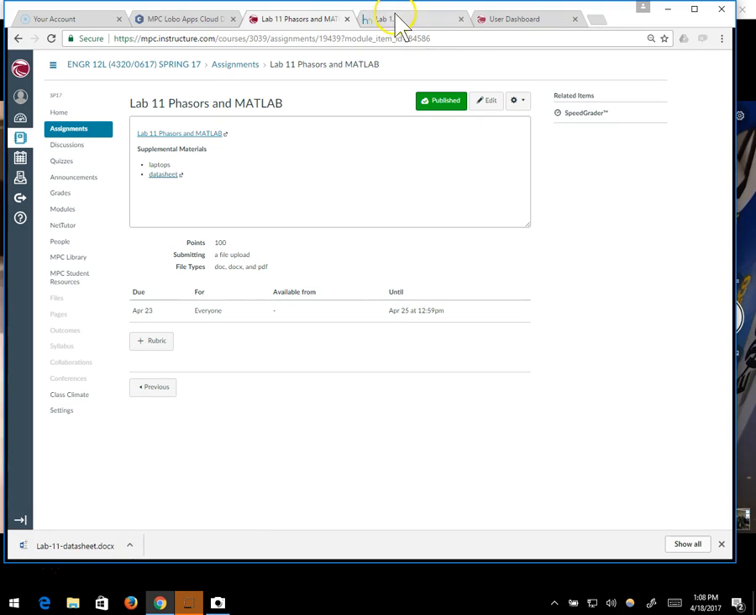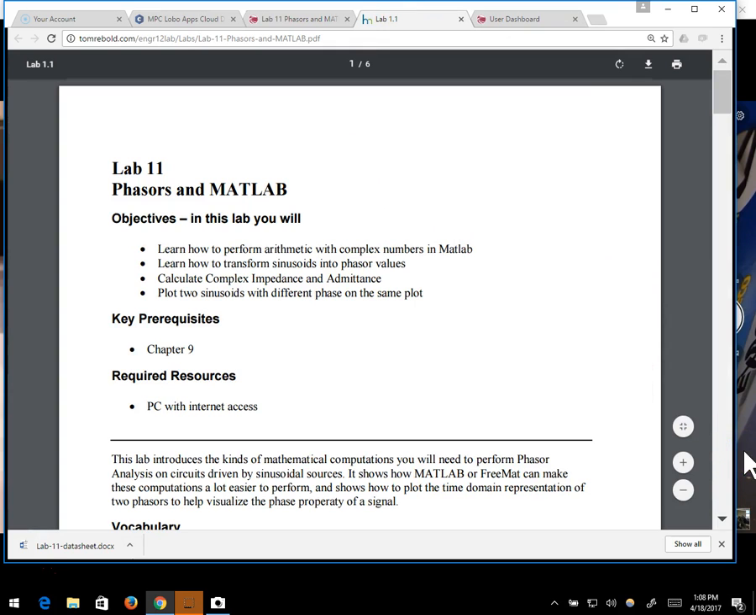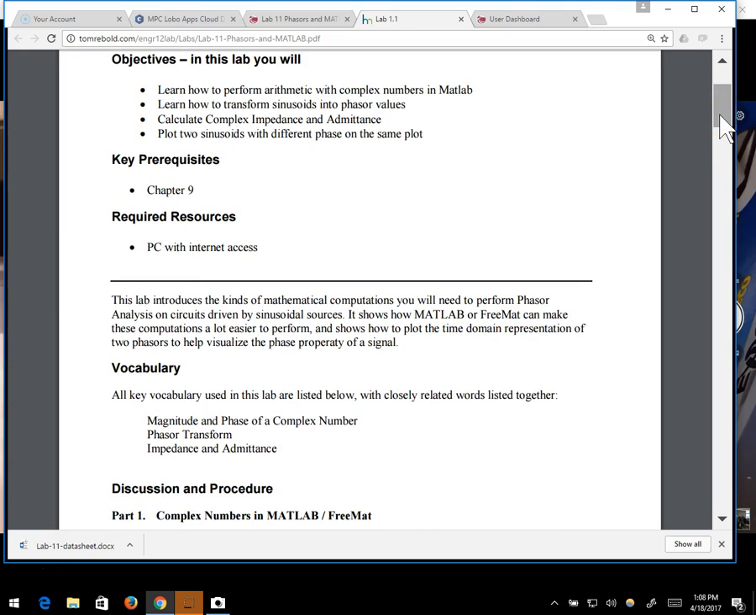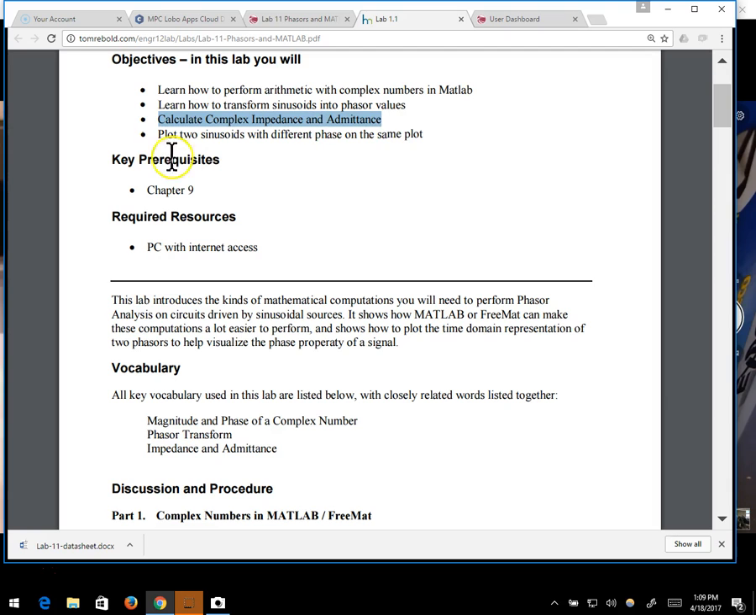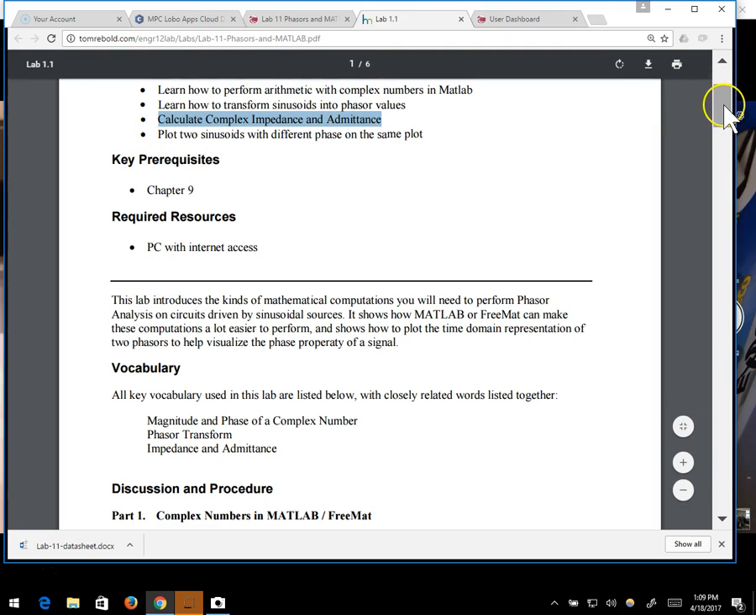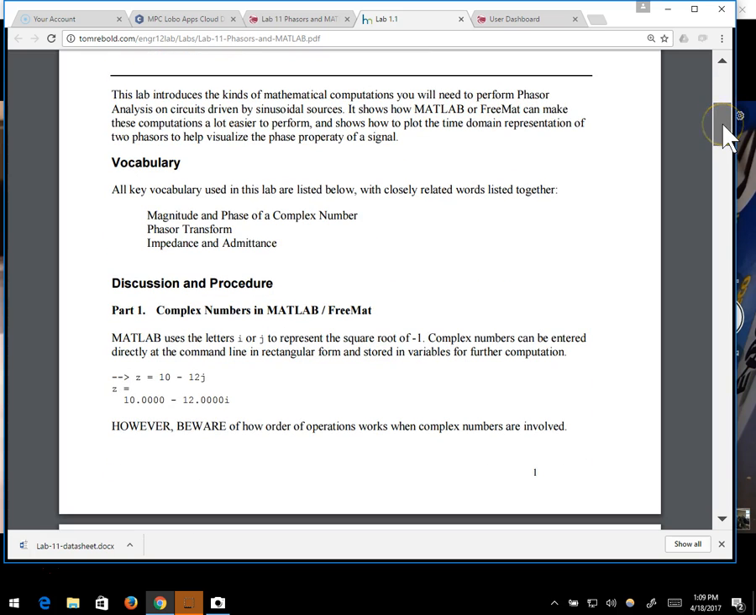So the basic lab is going to be that we're going to perform arithmetic operations on complex numbers. And then, as we've been talking about this week in the previous 2 lectures, also on Friday, we're going to learn how we represent sine waves as complex numbers. We call these phasors. And then towards the end, we're going to calculate complex impedance and admittance of circuit networks, and then we'll be plotting 2 sine waves on the same plot, so you can see how that works.